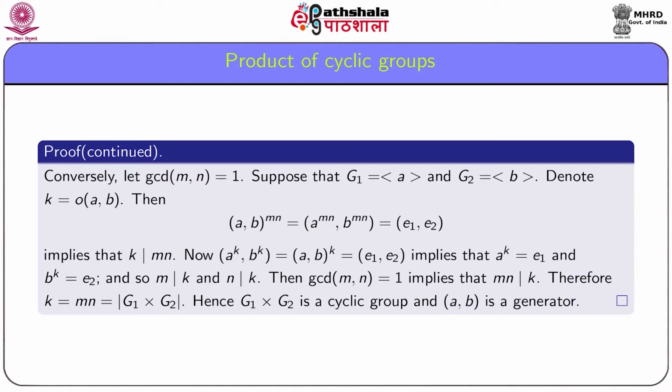G1 cross G2, and this implies that a^k equals e1 and b^k equals e2. Since the order of a is equal to m, m divides k, and similarly n divides k. Also, we have m and n relatively prime, and hence their product mn divides k. Therefore, k equals mn and the result follows.